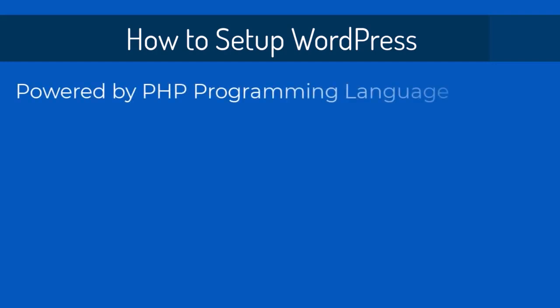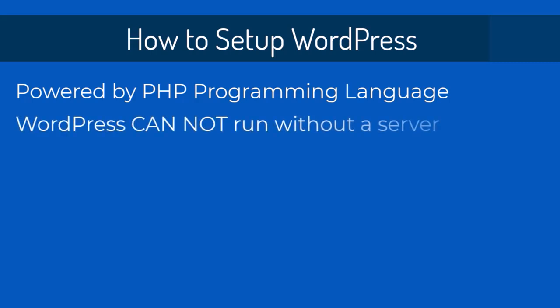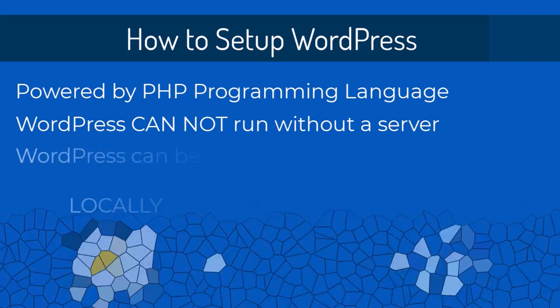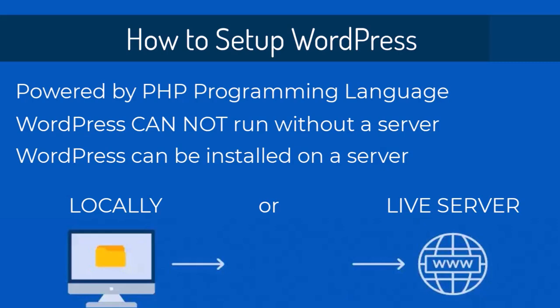WordPress is powered by PHP programming language that requires a server to run. Hence, WordPress cannot run without a server. The web server is a piece of software that accepts users' web requests and serves them the appropriate result. Generally, if your web server supports and executes PHP files, it should be able to work with WordPress. So, WordPress can be installed on a server running locally on a computer or remotely on a live server.